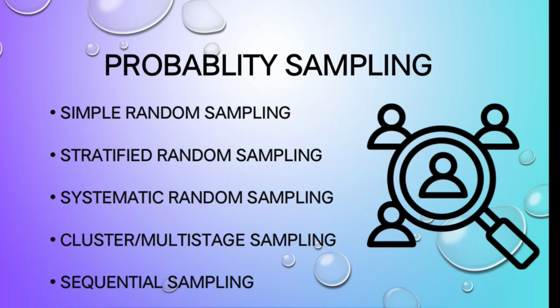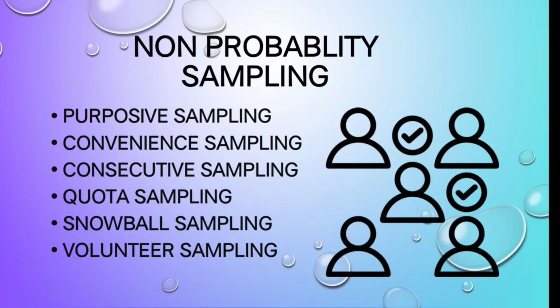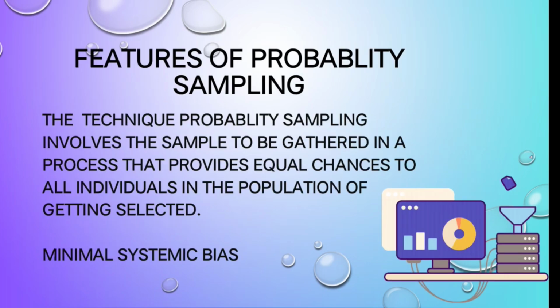The probability sampling technique, in simple terms, means all the individuals have the equal chance of getting participation in the research study. Next is non-probability sampling technique. Here the subtopics are purposive sampling technique, convenience sampling technique, consecutive sampling, quota sampling, snowball sampling, and volunteer sampling. Non-probability sampling technique means that all the persons under the study will not get the equal chance of participating in the research study.